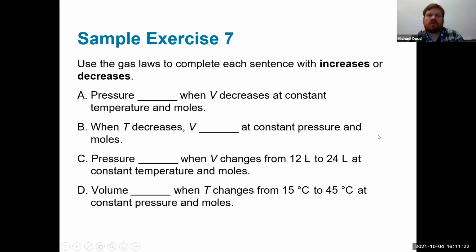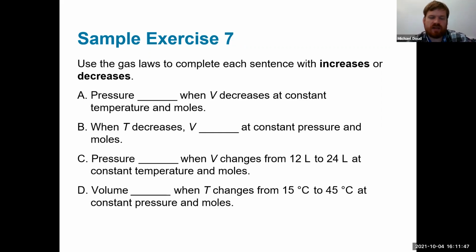Okay, so here are our thought exercises. Why don't you go ahead, pause the video here, and complete the sentence with either increase or decrease, depending on which is the correct relationship between the two statements. So A, for example, says pressure blank when V decreases at constant temperature and moles. Tell me, is it increase or decrease? So go ahead, pause the video.